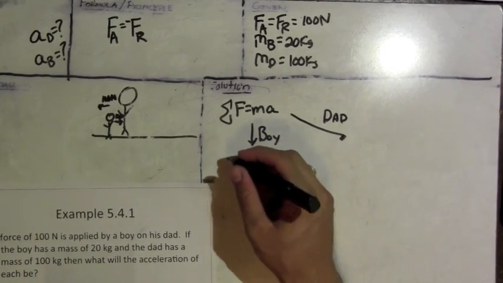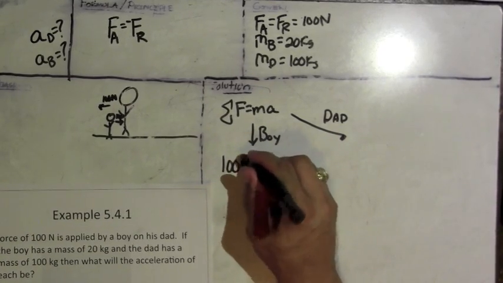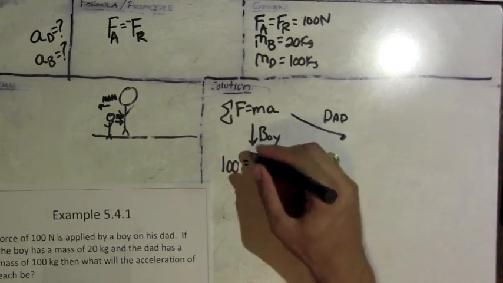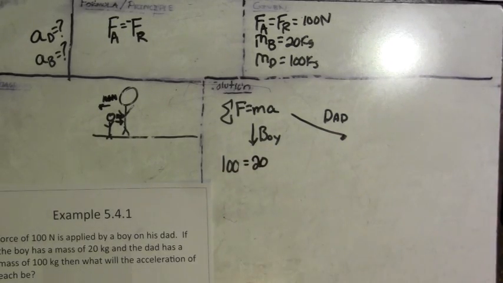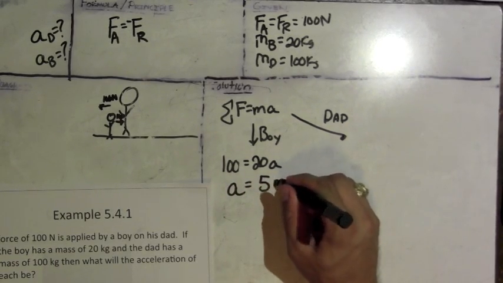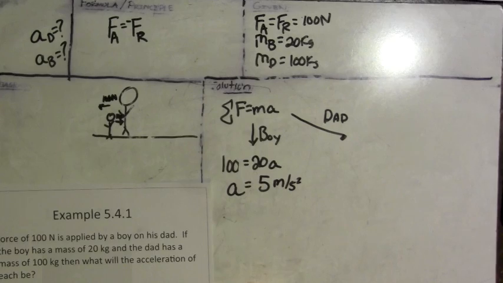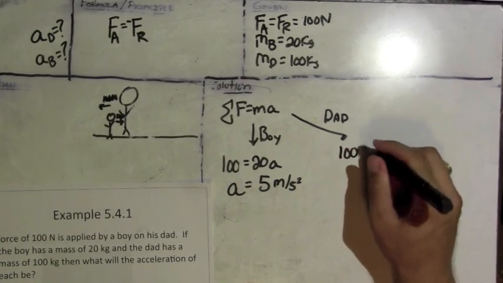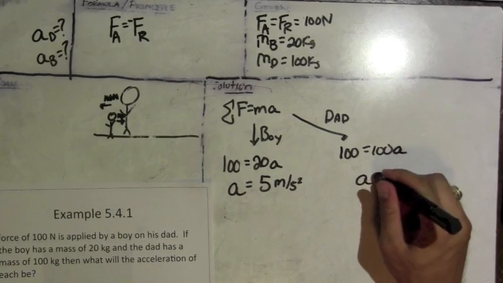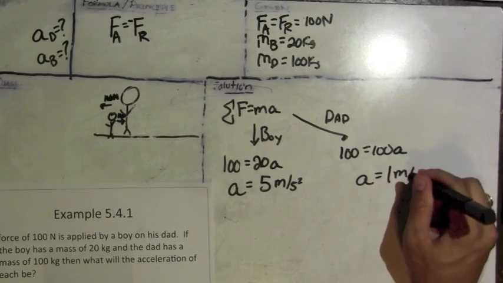So when you look at the boy, you have a force of 100 newtons that is exerted on a boy who has a mass of 20 kilograms, and you can solve for a. In our case, the acceleration is going to be 5 meters per second squared. You can do the same thing with dad. You can say 100 newtons equals 100 a, which gives you an acceleration of 1 meter per second squared.